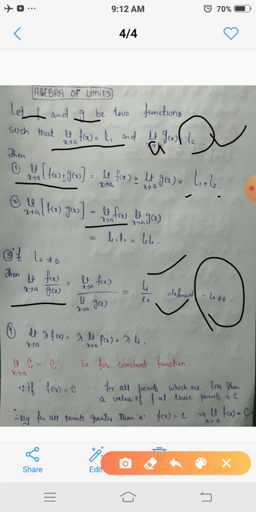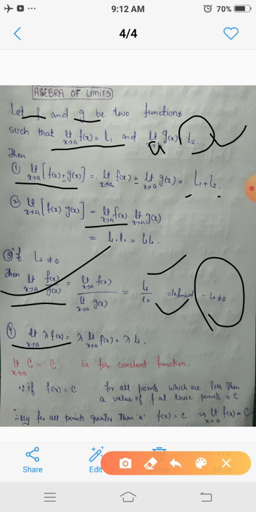Now if the limit of the second function, that is the g function, is 0, then we cannot use this property. Similarly, for scalar multiplication like lambda f of x, where lambda is a constant, the limit as x tends to a of lambda f of x equals the constant times the limit as x tends to a of f of x, that is lambda times L1. So this is the algebra of the limits.